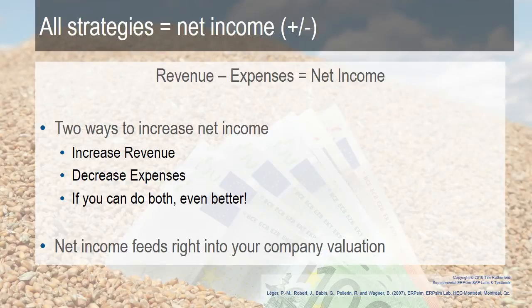So all strategies come together to really increase your net income. All of your strategies, even a poor strategy, change your net income. It might be a negative net income, but you want to have a positive net income. So this is very simple: revenue minus expenses equals net income, your profitability.